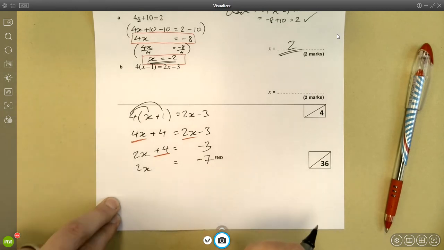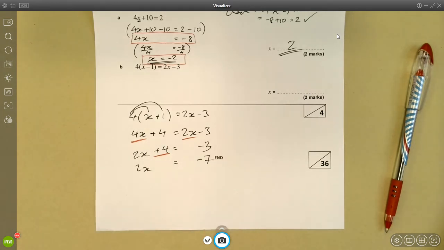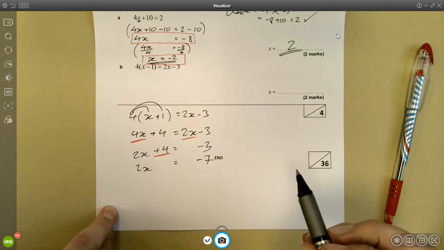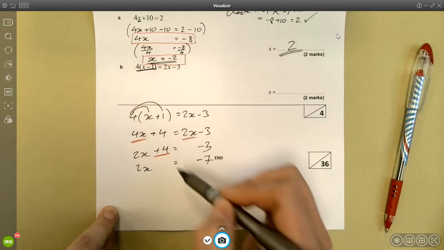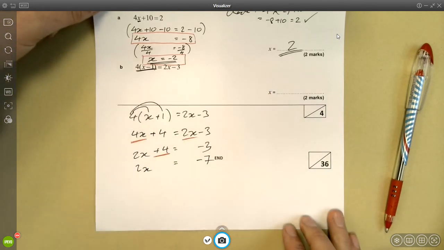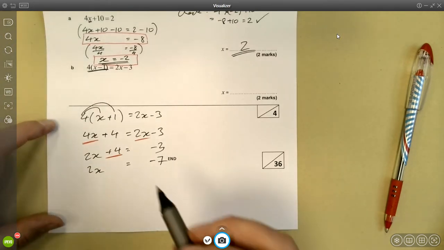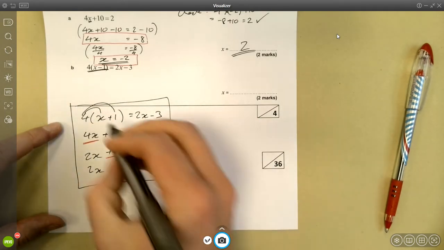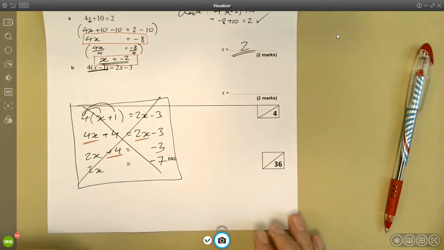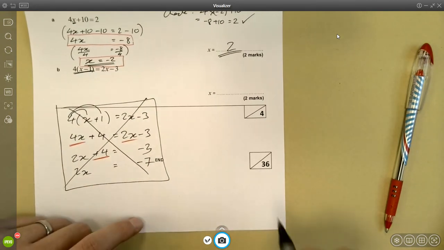At this point I realise I've done it wrong. Uh-oh. Let's have a little check here. I didn't write my new question down correctly. I'm just learning from that mistake there. I'm not going to start again. We're going to keep going.